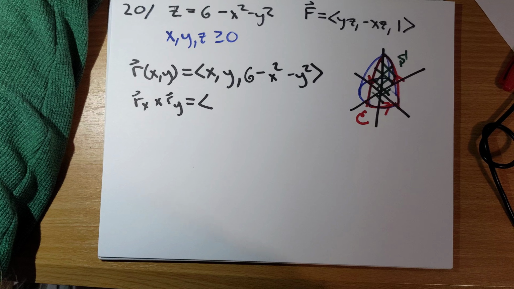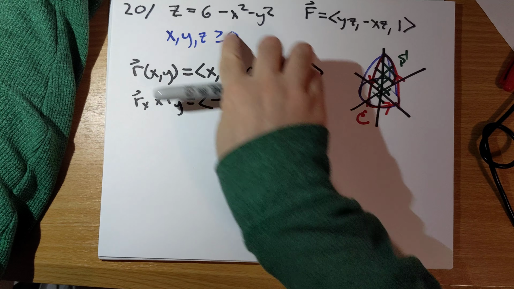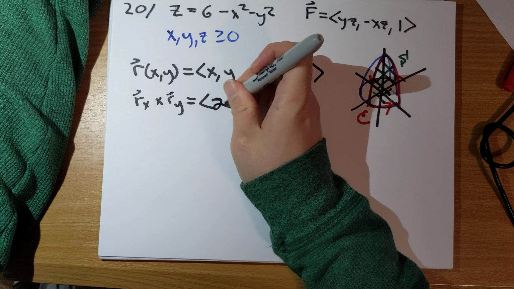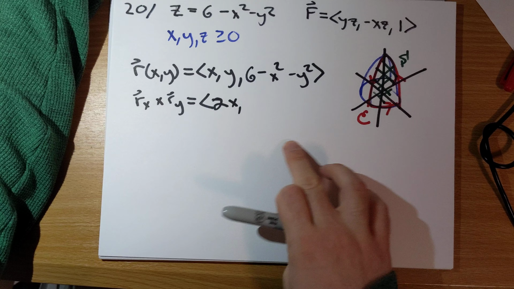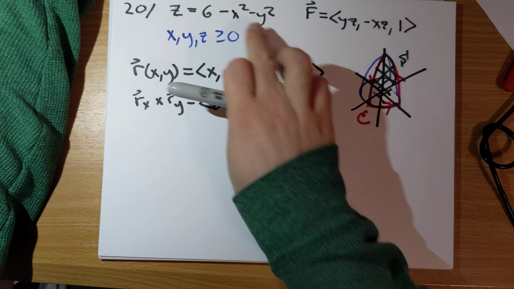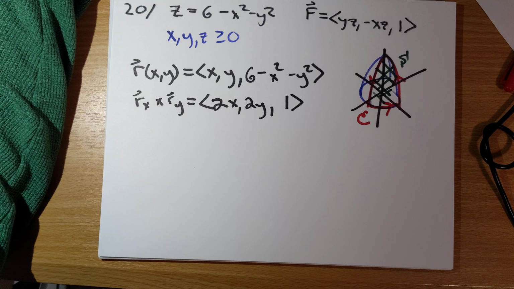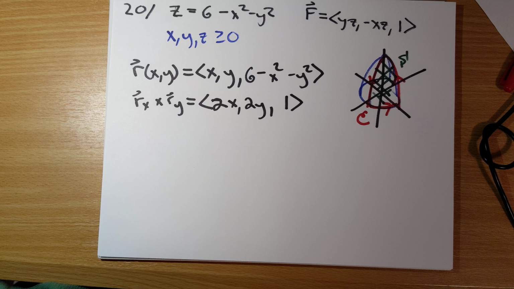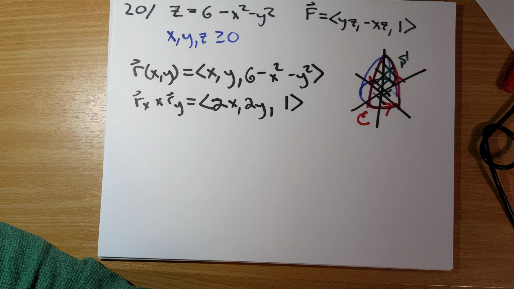So we end up with the negative of the x partial derivative of this. The x partial derivative is negative 2x, so this becomes 2x. The negative of the y partial derivative is 2y, comma 1. Okay, so this is our formula for this cross product here.